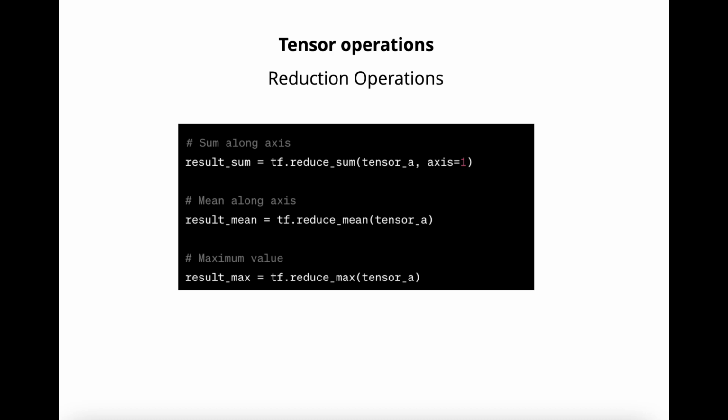You can get the mean along the axis by saying tf.reduce_mean tensor A. You can get the maximum value. You can say tf.reduce_max tensor A. So this is how you can do reduction operations.